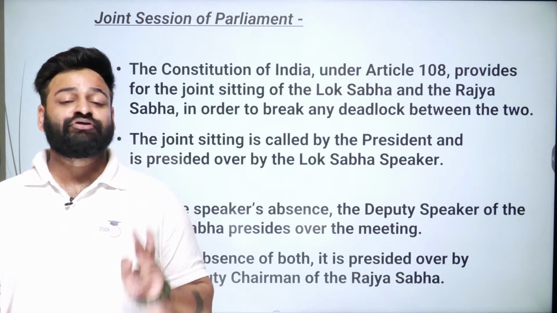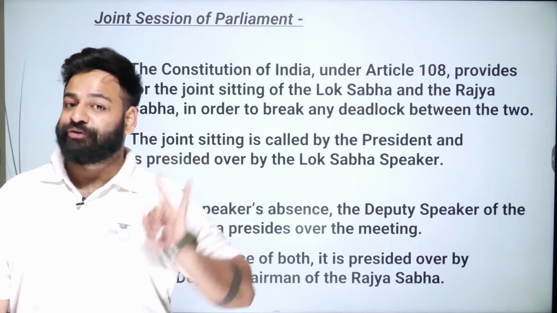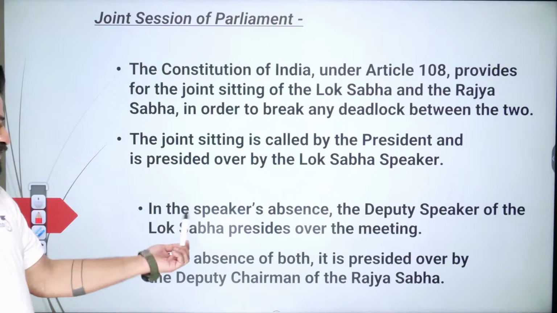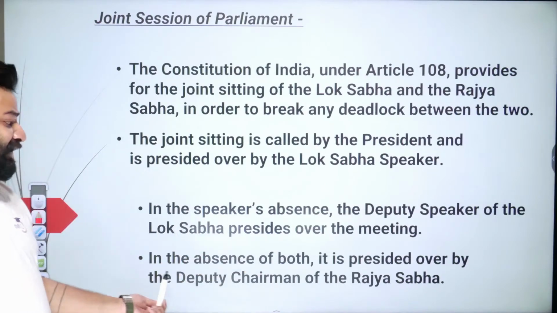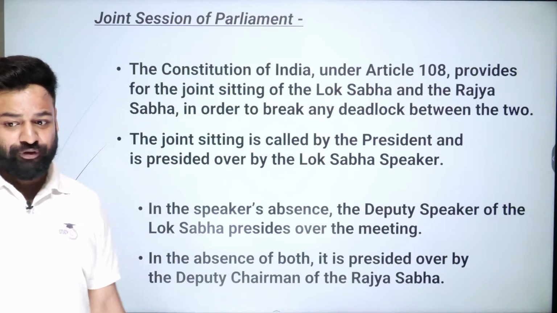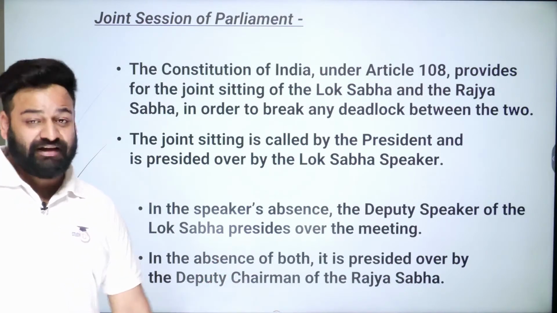But in the absence of both, that is the Speaker as well as the Deputy Speaker, it is presided over by the Deputy Chairperson of the Rajya Sabha. Okay, this is what the President has to decide.